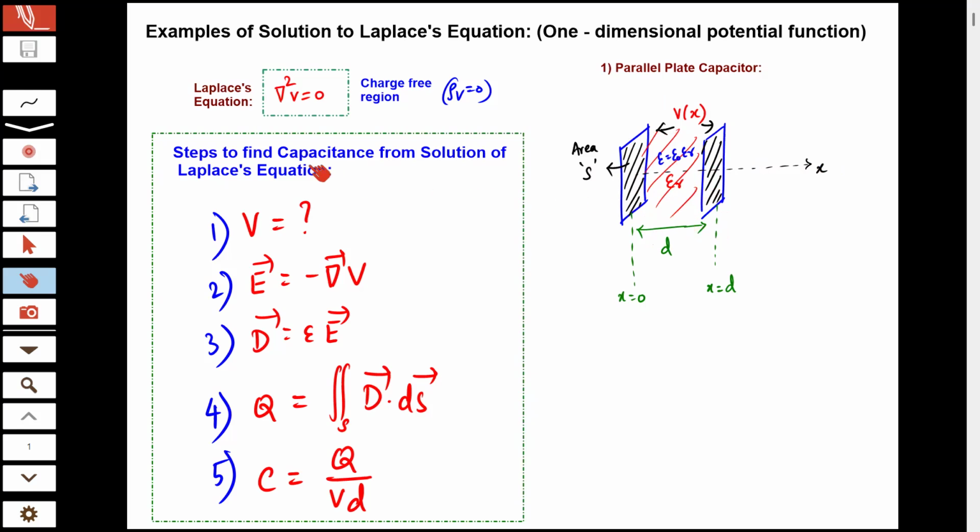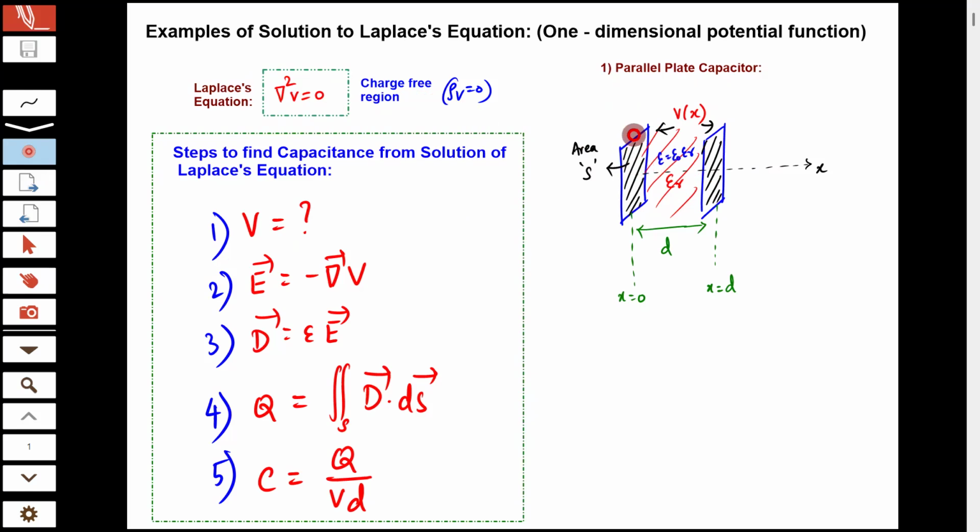We try to find the potential function V between the two plates of this capacitor. When we consider the region between the two plates of the capacitor, there are no free charges contained in this region. So thereby, if the region between the two plates is charge-free, we can apply this Laplace equation for this charge-free region to get the potential function V.